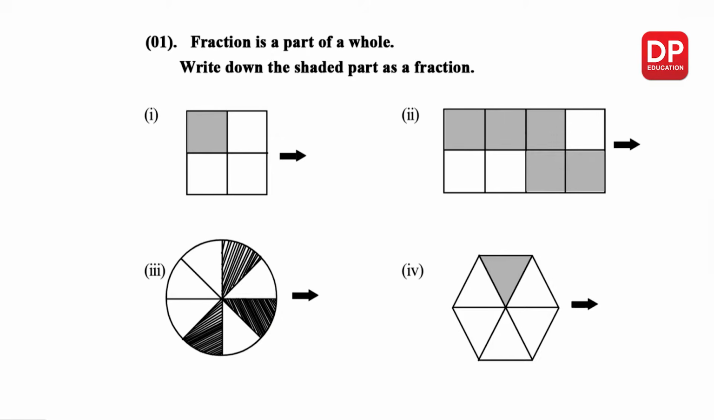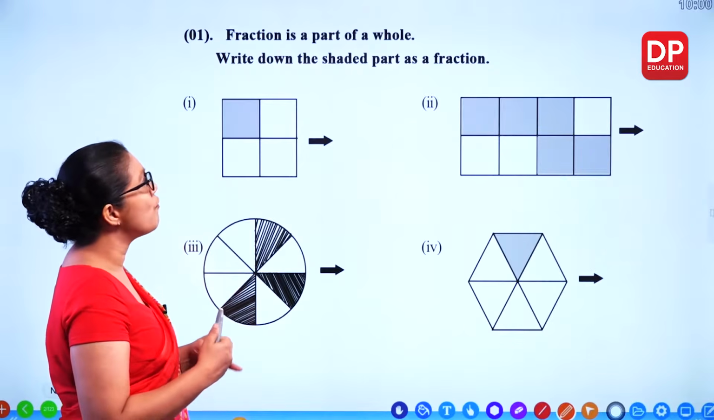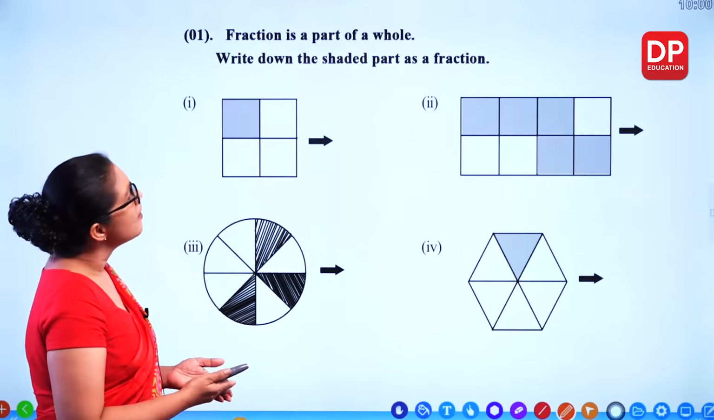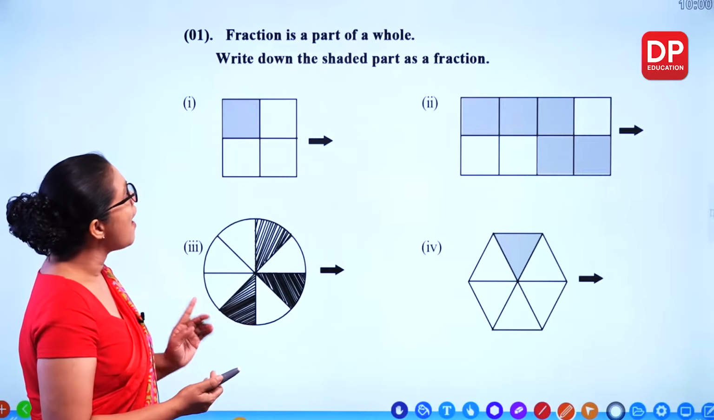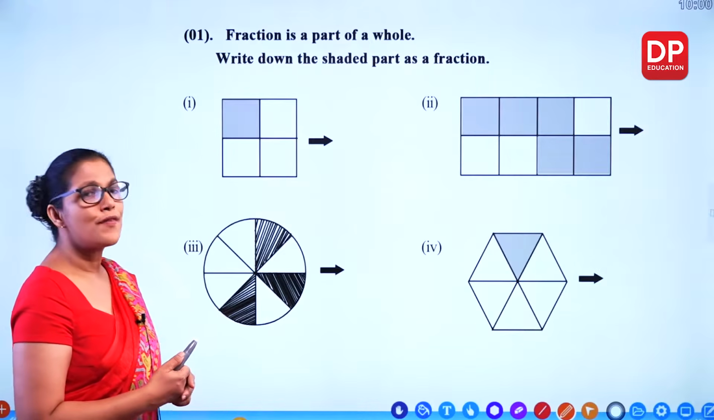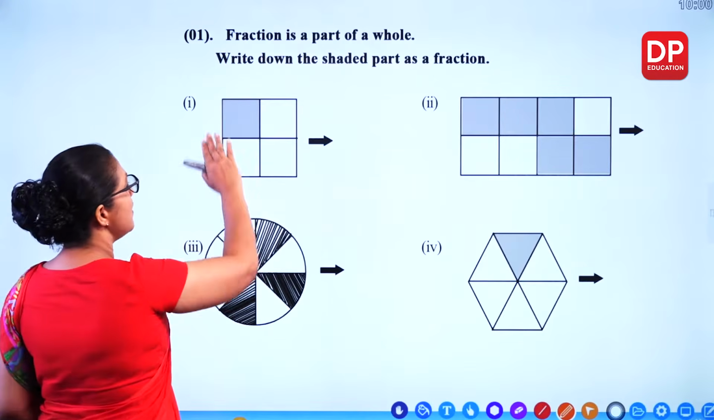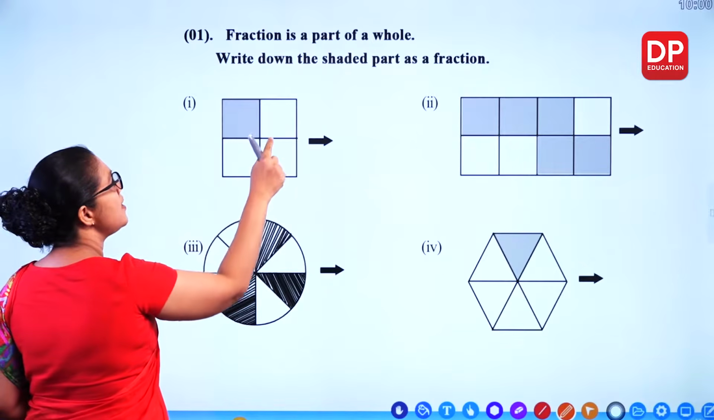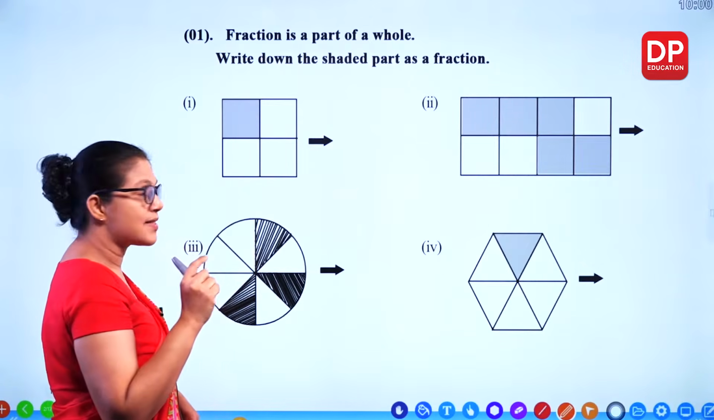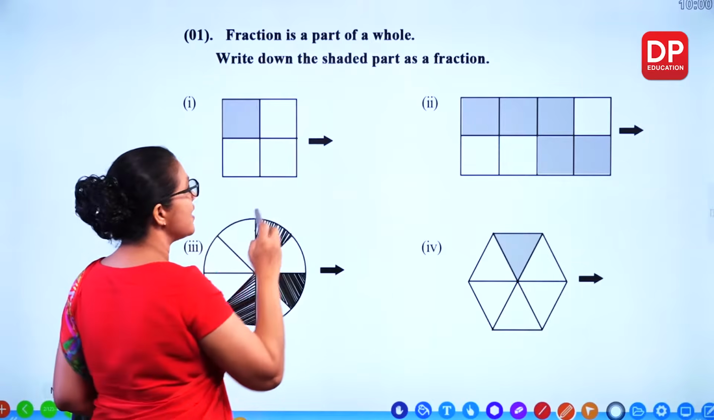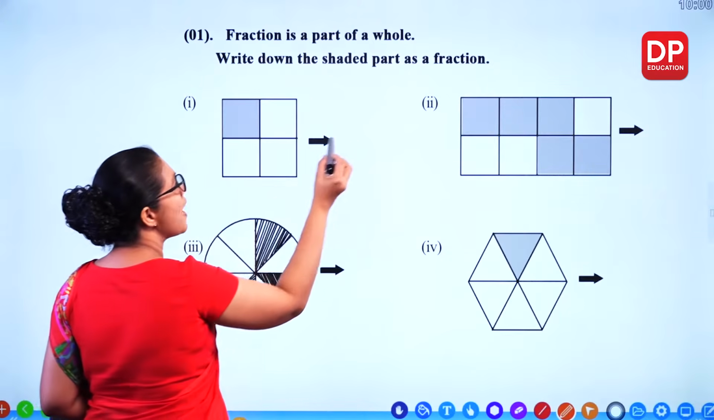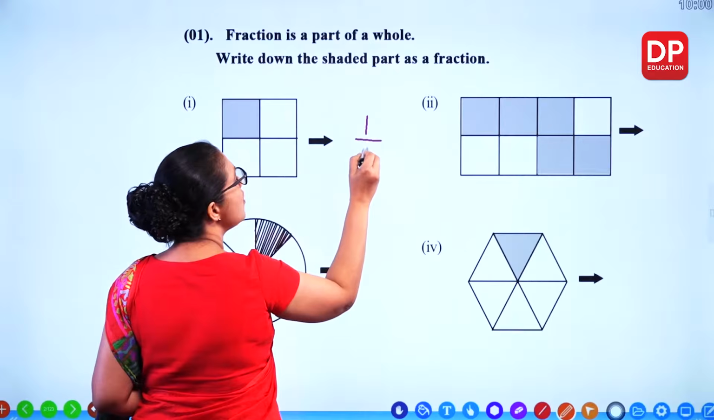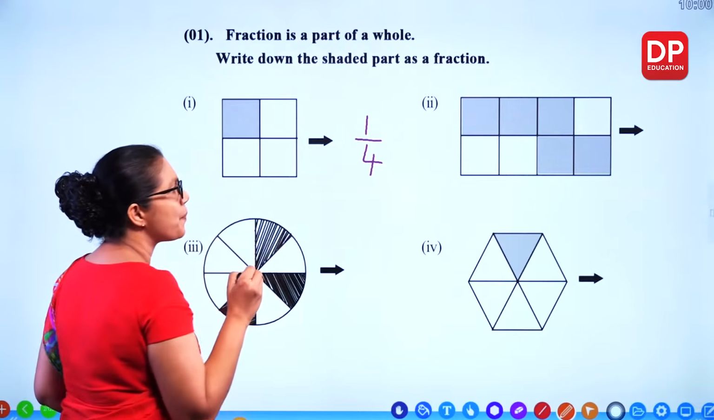What is a fraction? A fraction is a part of a whole thing. Look at these diagrams. Write down the shaded part as a fraction. This figure is divided into 4 equal parts. One part is shaded. So how can you write it as a fraction? This is 1 over 4.